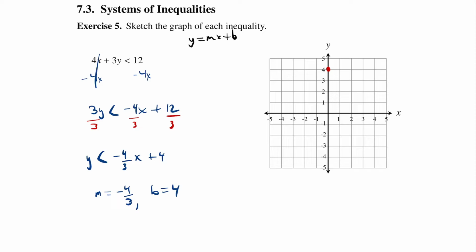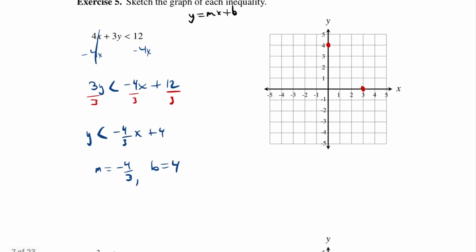So we go to the graph, the coordinate plane, and we graph our y-intercept first. And then we use our slope, which is our rise, which is negative 4, and then our run is positive 3. So there's our second point, right there. Down 4 over 3.